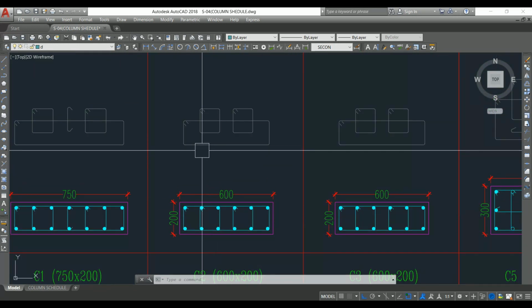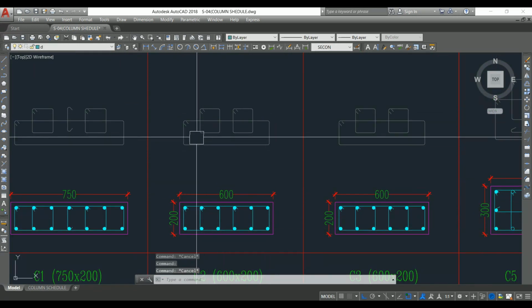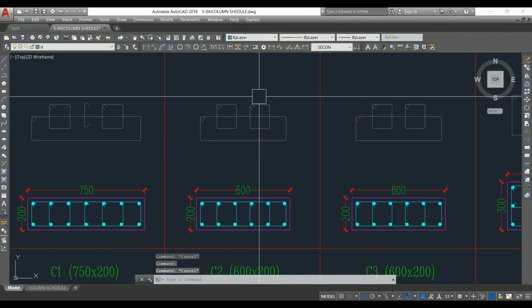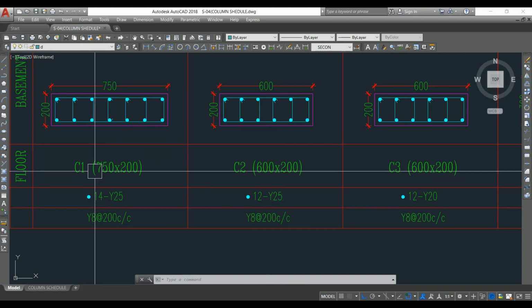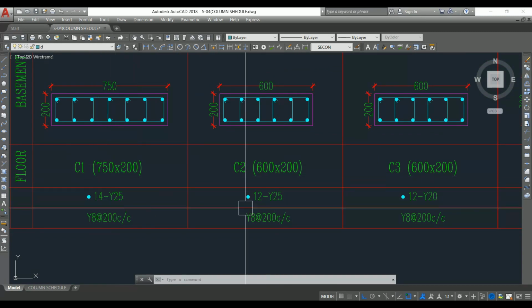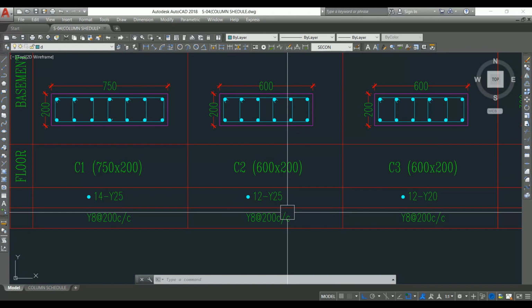Let's look into the links. See, one master link and then 2 smaller links. This is one link and this is one link. The lateral tie spacing is similar to column C1. As I have explained, the 3 criteria are the same and apply here also.